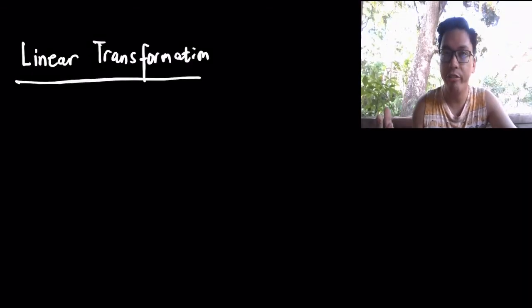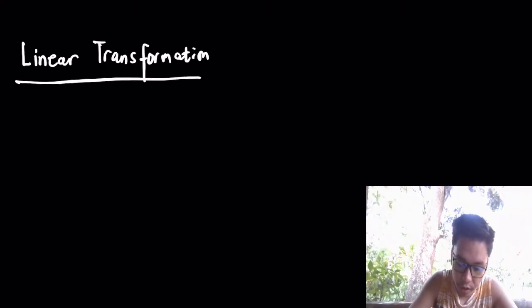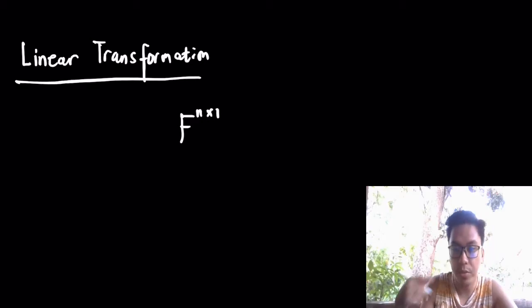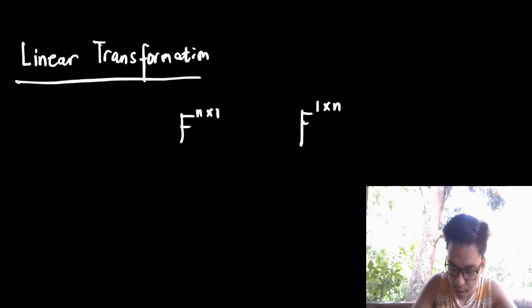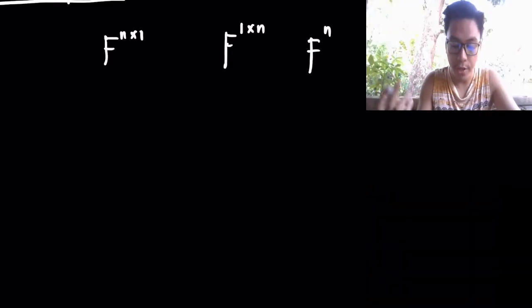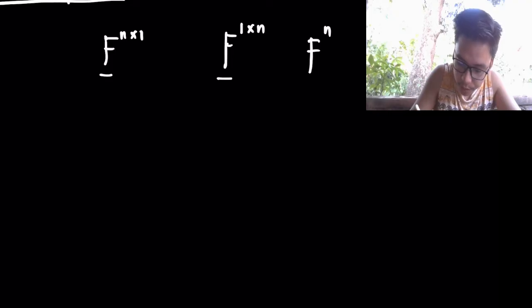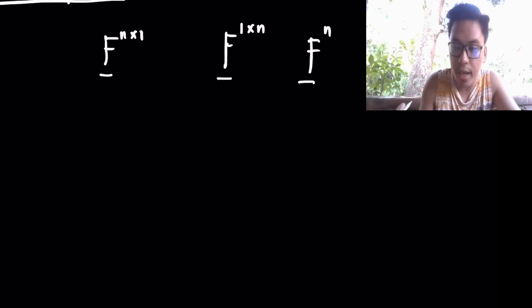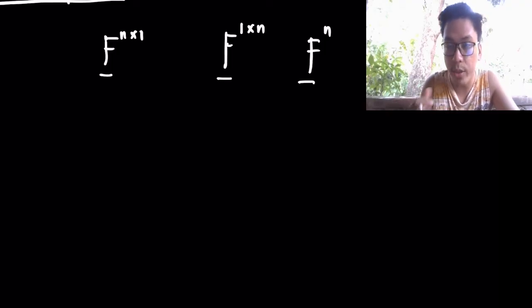Okay, so on the start of exploring the ideas of linear transformation, there are things that we have to examine first. Let's say, for example, we consider column vectors, F^n, that is, F raised to n by 1. And we also consider a row vector, F raised to 1 by n. And then we also consider an n-tuple vector. Observe that F^(n×1), F^(1×n) and F^n are actually vectors. However, they're not of the same vector spaces, although they behave in the same way.